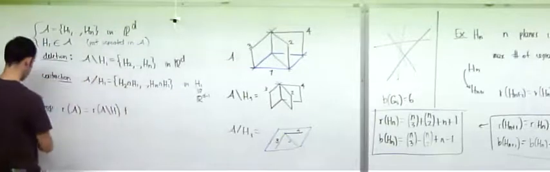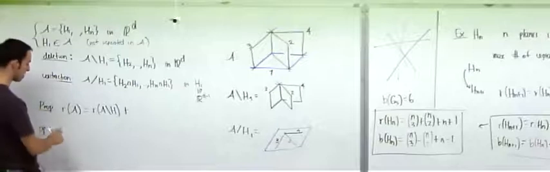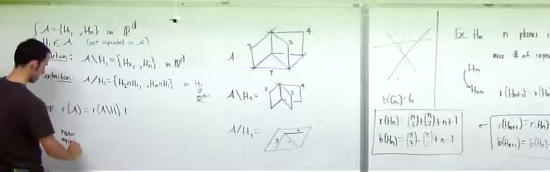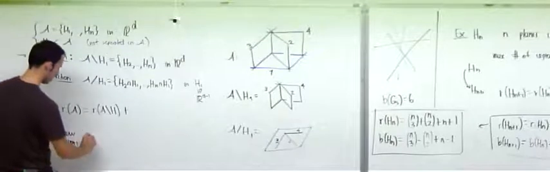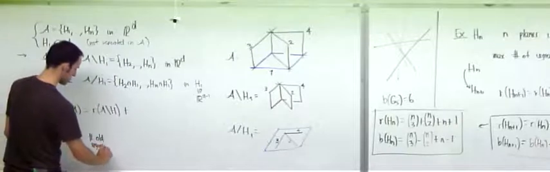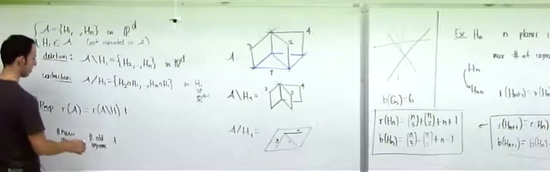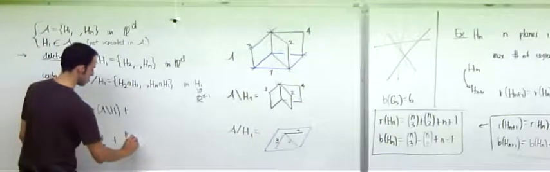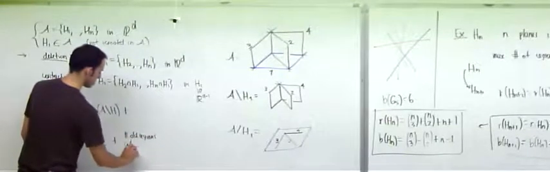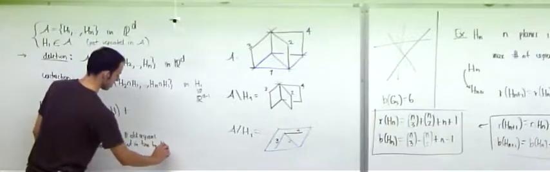Okay. And again, I'm going to write the proposition and the proof at the same time. So the number of new regions is equal to the number of old regions plus the number of old regions that are cut into by H.